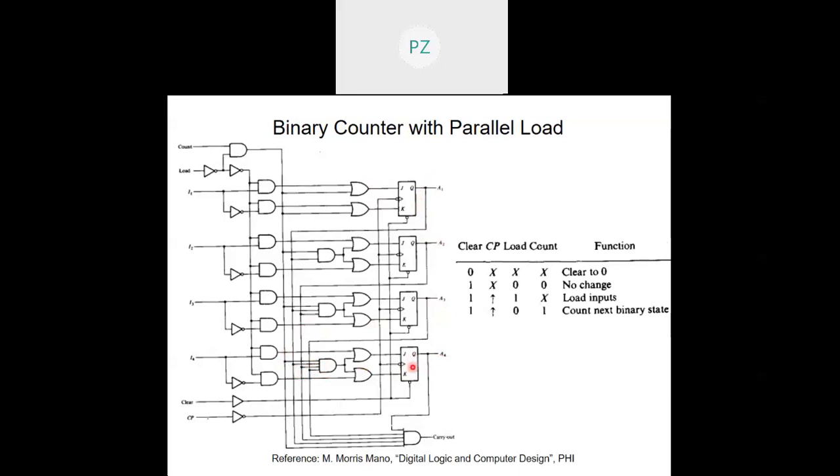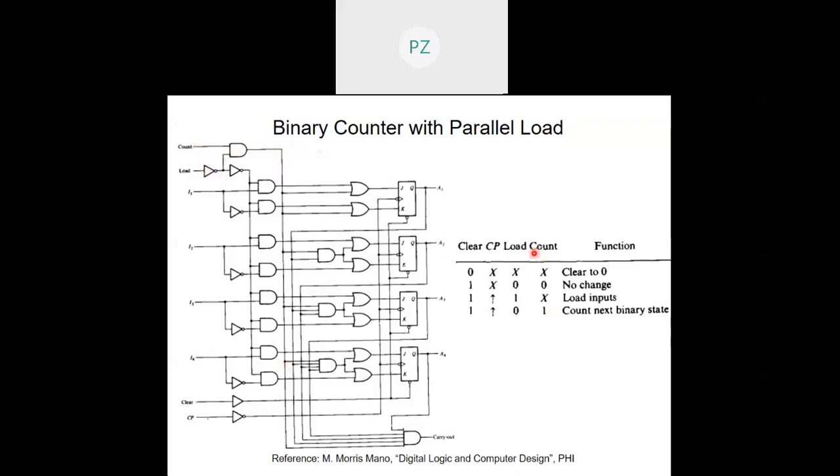And the carry out is essentially A1 and A2 and A3 and A4, and count is high, right? So this is how it happens. So this is how it operates: binary counter with parallel load. How do I take care of this load being 0? I take care through this, right? Load 0 means this is 1. So this will be 1 only when count is high and load is 0. When count is high and load is 0, then only this counting will happen.